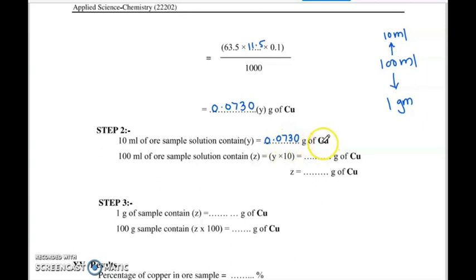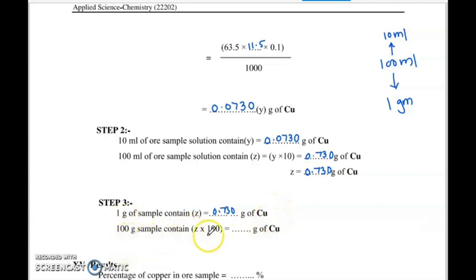So step 2: 10 ml of ore sample contains 0.0730 gram of copper. Now for 100 ml, what you have to do? You have to multiply it by 10, and your answer is 0.730 gram of copper. It is present in the 100 ml. Right, and this is called Z. So your Z is 0.730 gram of copper. Whatever is present in the 100 ml is present in your 1 gram, because 100 ml solution contains 1 gram of copper ore. So 1 gram of ore sample contains 0.730 gram of copper.